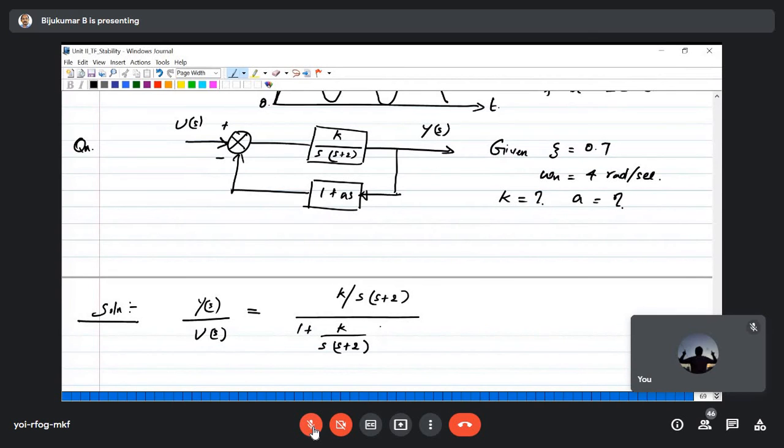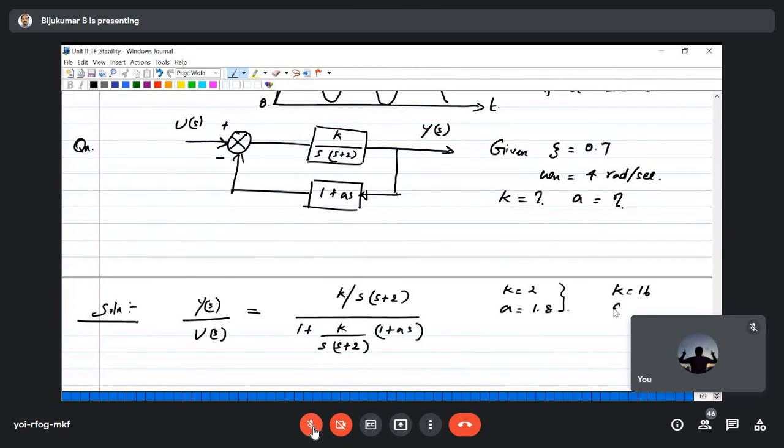Sir, K equals 2 and A equals 1.8, sir. K equal to 2, A equal to how much? 1.8, sir. I think you might have made some mistake. Once again, check it.